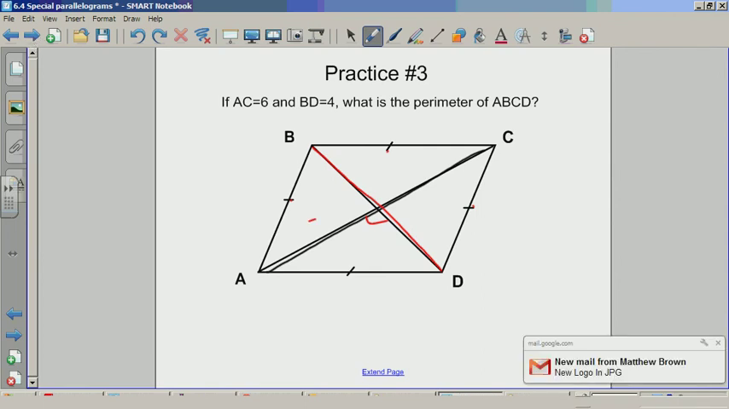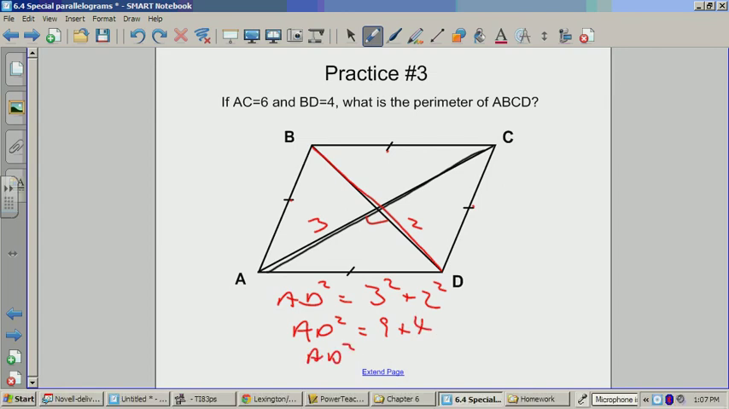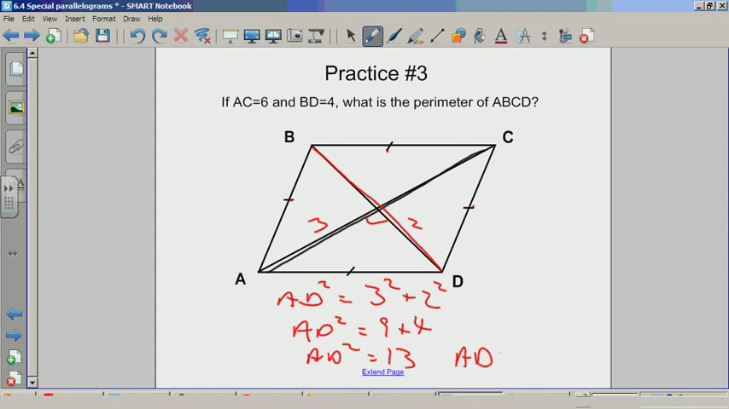If AC is 6, this piece of the diagonal must be 3, half of 6. If BD is 4, this must be 2. I have a right angle. I have 2 legs of a right triangle that are 2 and 3, and I want to figure out what AD is. Well, AD squared is going to be equal to 3 squared plus 2 squared. AD squared is equal to 9 plus 4. AD squared is equal to 13. So AD is equal to plus or minus the square root of 13. I don't need the negative square root of 13. AD is equal to the square root of 13.